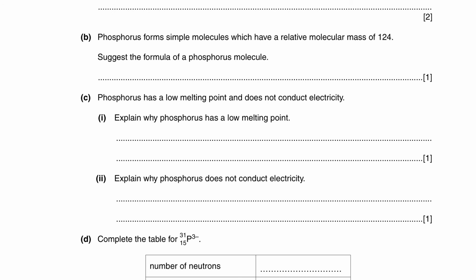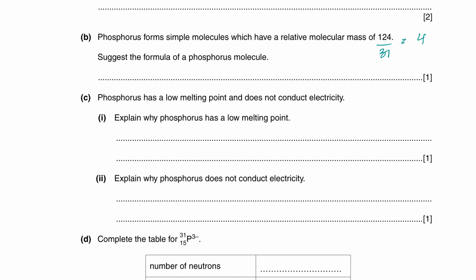Right. Okay, phosphorus has a mass of 31, and the molecule of phosphorus has a mass of 124. So if I had the courage to divide 124 by 31, I would get 4. And that would be the mass of the molecule.